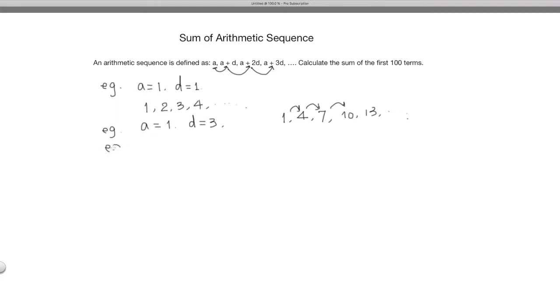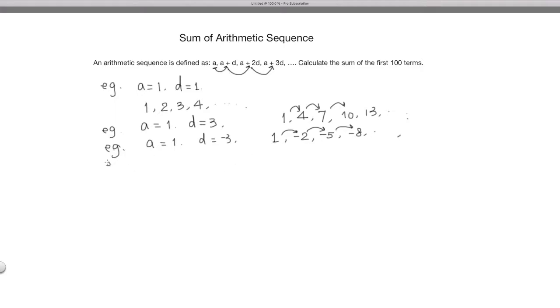Let's look at an example where a starts with 1, but d equals minus 3. So it goes like 1, next term will be 1 minus 3, which is minus 2, minus 2 plus minus 3, so minus 5. Basically every next term equals the previous term minus 3, or plus negative 3. So that's also an arithmetic sequence.